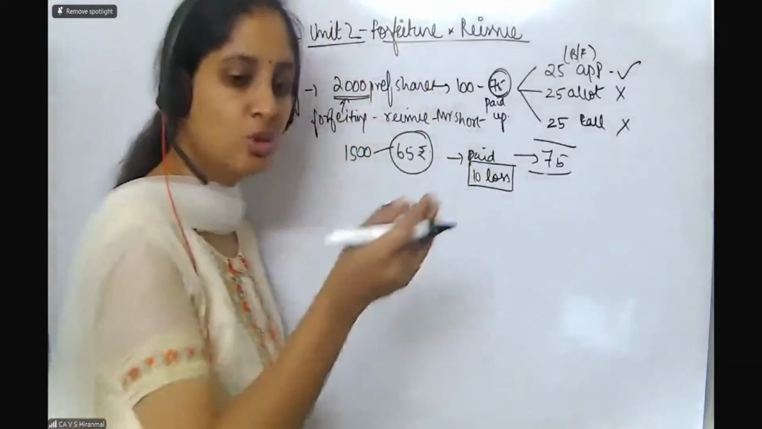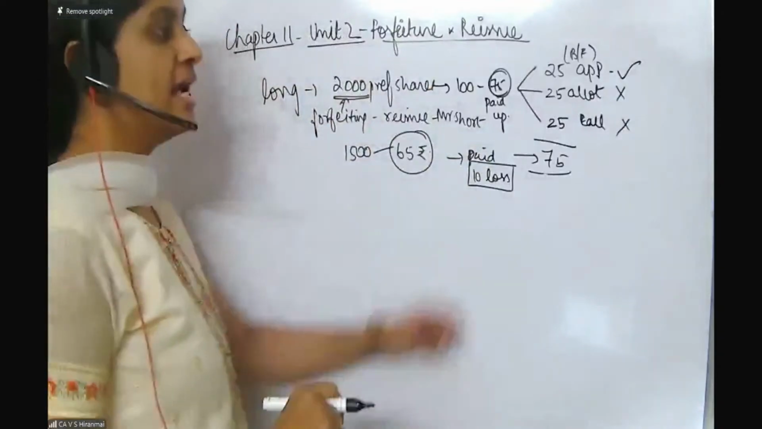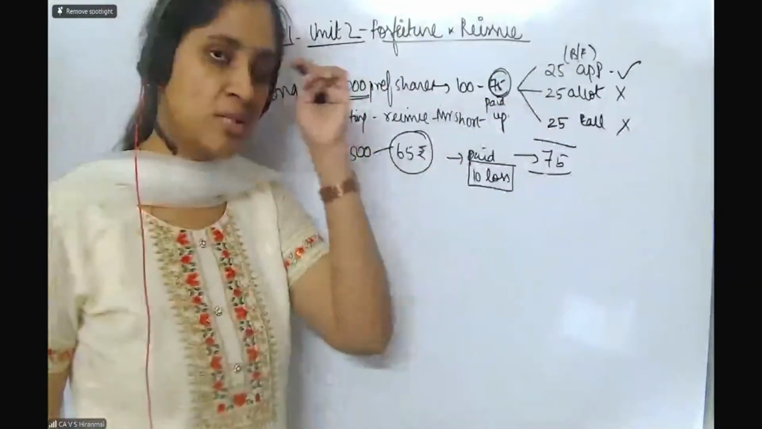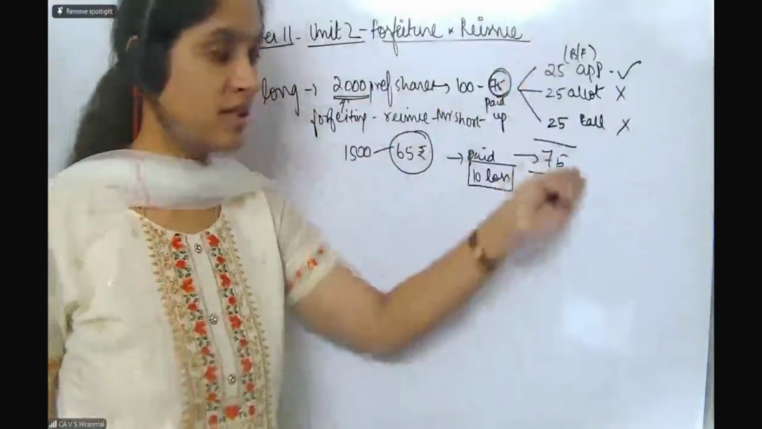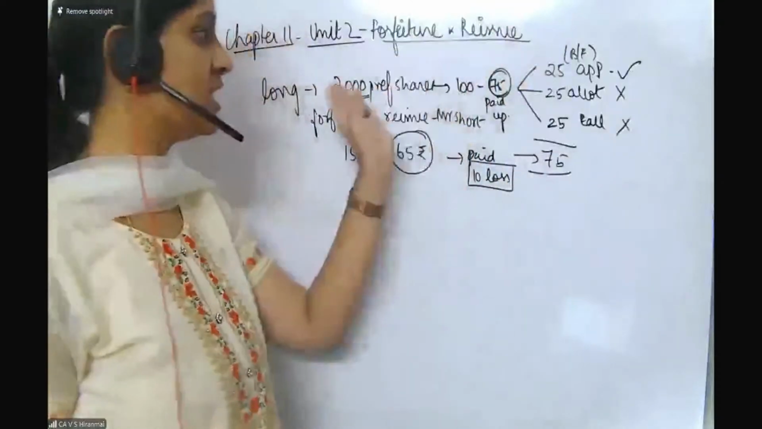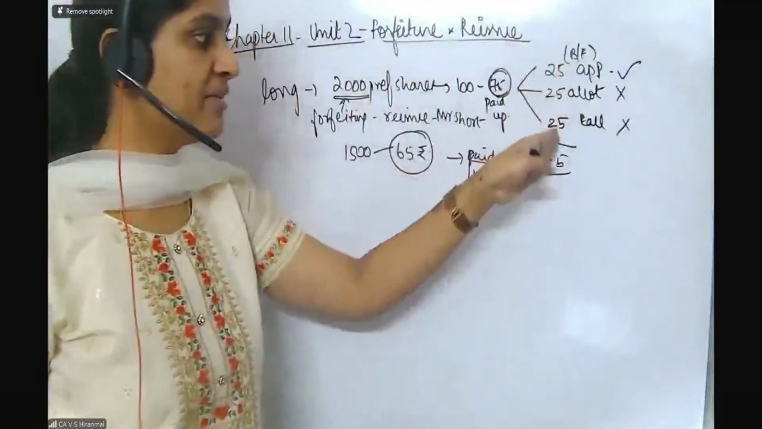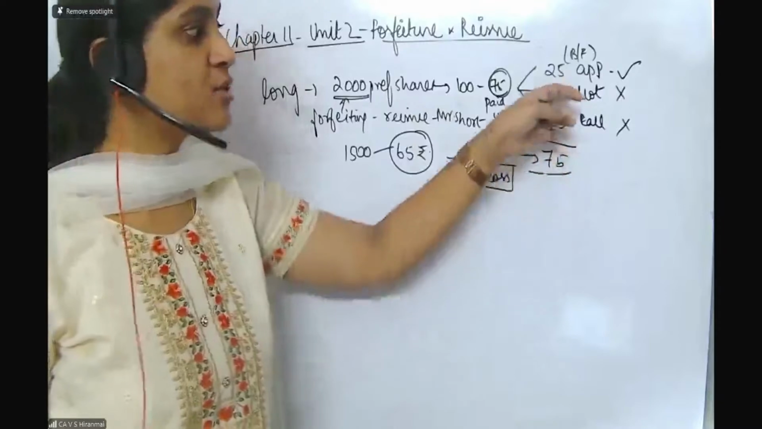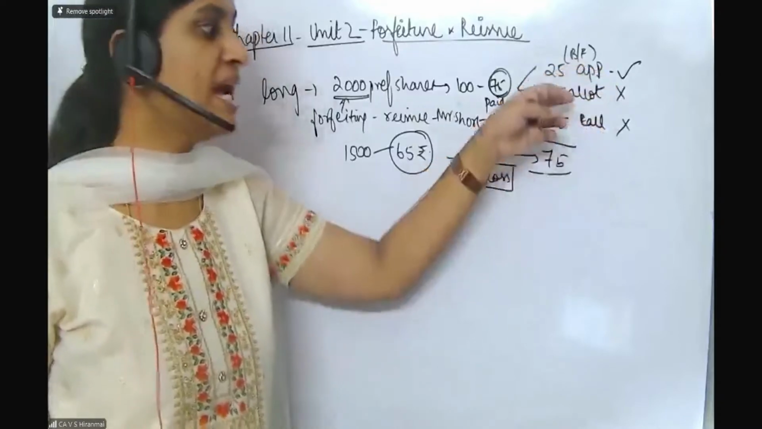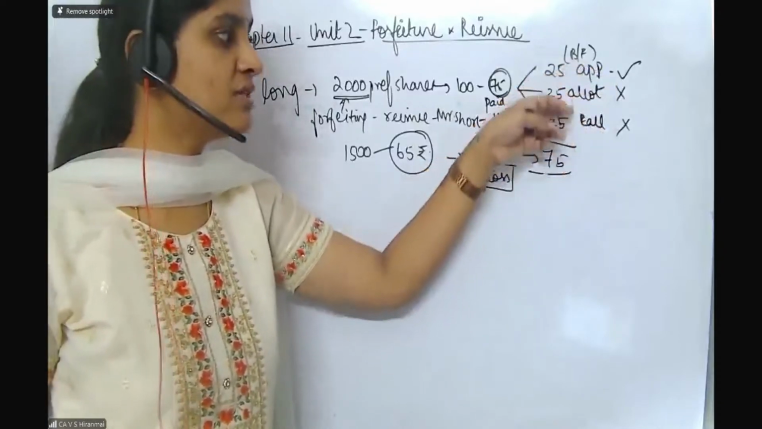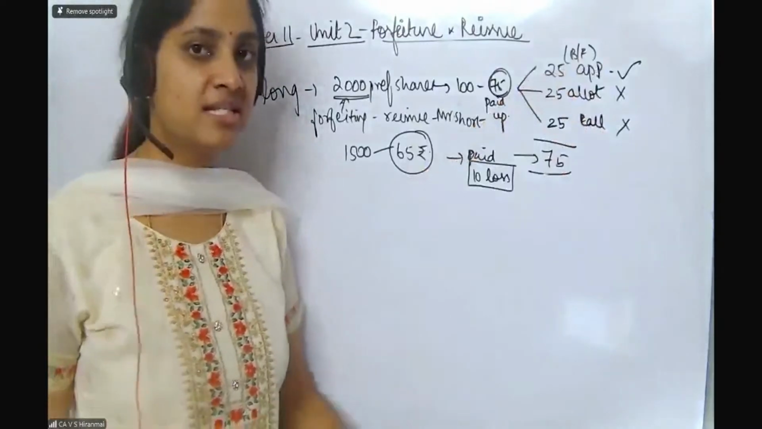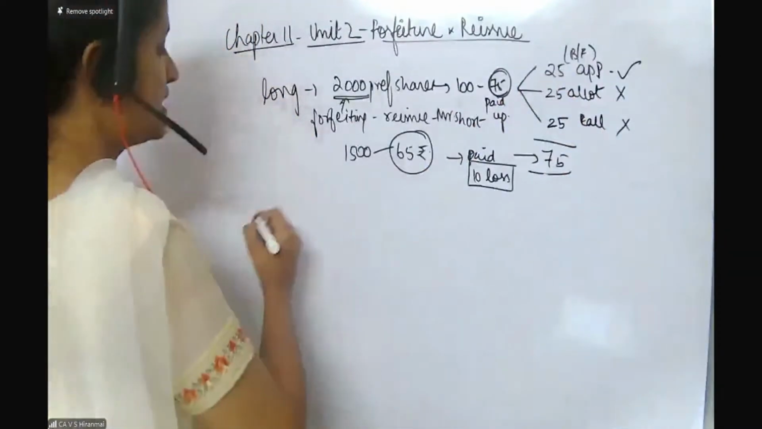So what should I do? Let us see the entries. It is a normal question, my dear students. There is no premium involved in the question. The shares are originally issued at par, 25, 25, 25, 75. In this, he has paid 25 as application. He has not paid allotment and the first call, which is 25 plus 25. Is this clear?